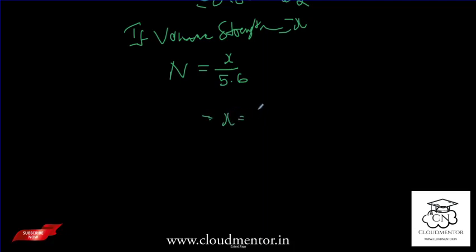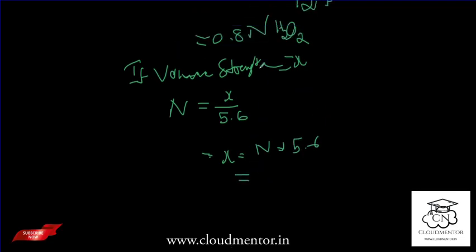x will be equal to N multiplied by 5.6. Here we got that, 0.8 multiplied by 5.6, and that's equal to 4.48 volume. Okay, so that's the answer.